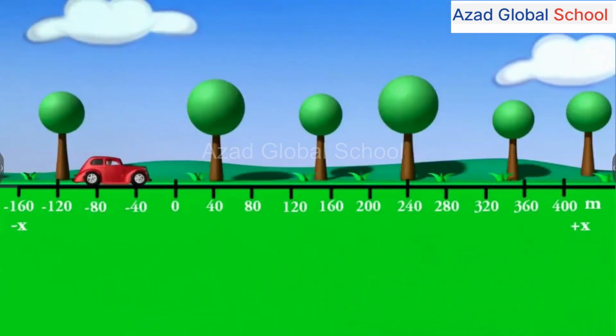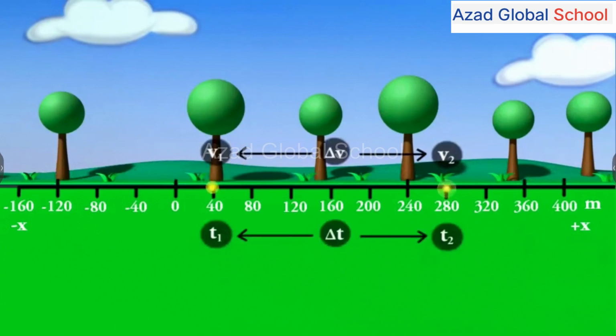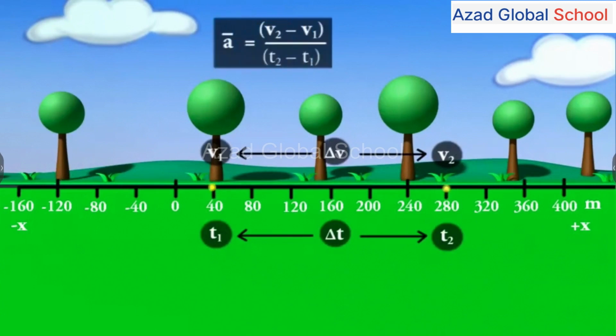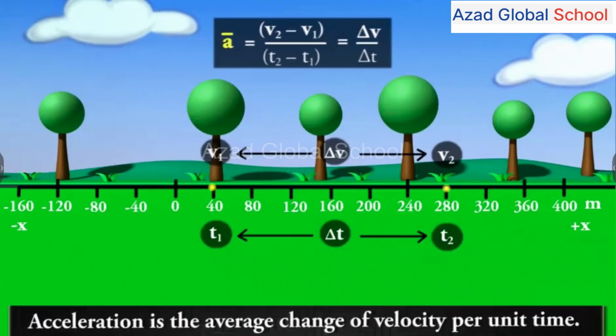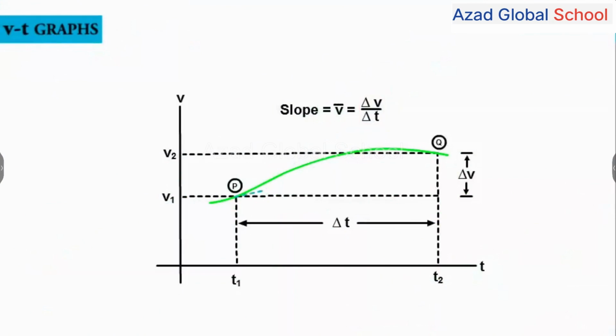The average acceleration a over a time interval is defined as the change of velocity divided by the time interval. So, a bar is equal to (v2 minus v1) upon (t2 minus t1), which is equal to delta v upon delta t, where v2 and v1 are the instantaneous velocities, or simply velocities, at time t2 and t1. Acceleration is the average change of velocity per unit time. The SI unit of acceleration is meter per second square. On a plot of velocity versus time, the average acceleration is the slope of the straight line connecting the points corresponding to (v2, t2) and (v1, t1).